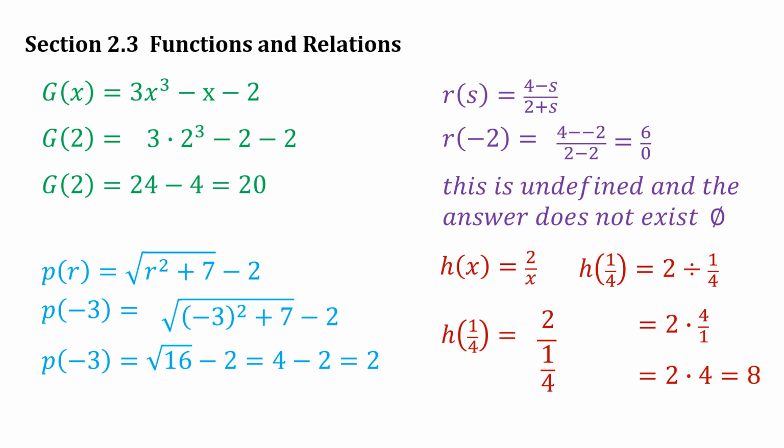So when you h a 1/4, you put the 1/4 into the function, you get back an 8. And this function works for any x that you put in except 0. 0 is not in the domain of this function. It's not something you're allowed to put into it.